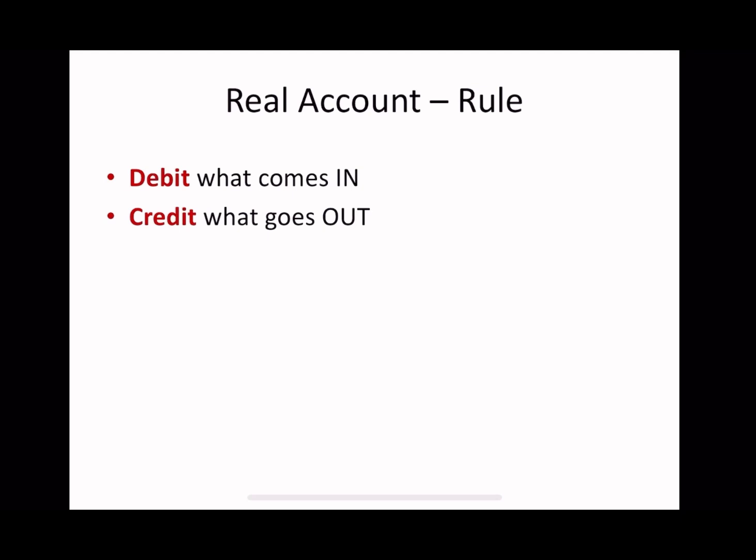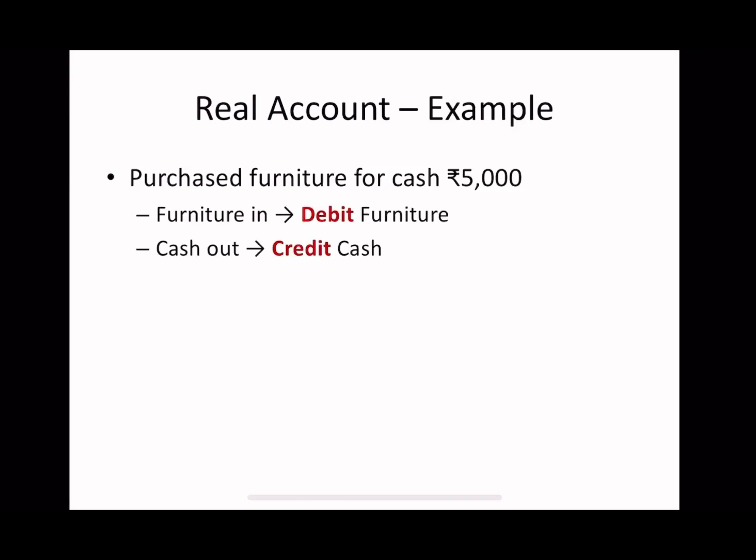Real account. These are the accounts related to the assets of the business. Assets include cash, furniture, machinery, building and goodwill. Whenever an asset is involved in a transaction, it is treated as a real account. The real account golden rule is debit what comes in and credit what goes out. If an asset enters the business, it is debited, and if an asset leaves the business, it is credited.